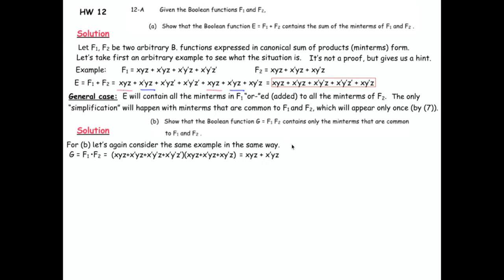common. And as it happens, there are two minterms that were common to both, and those multiplied by themselves will remain. So any questions about that?